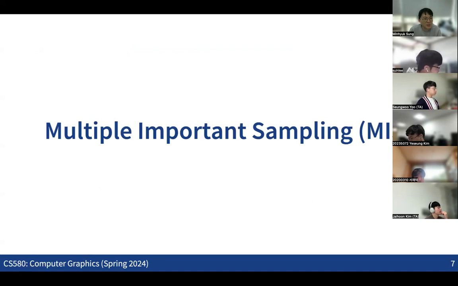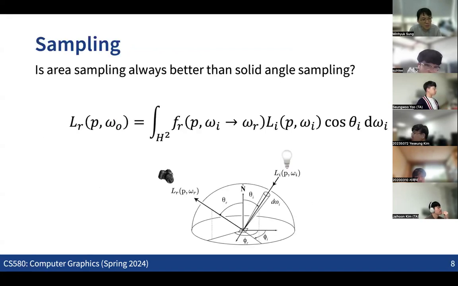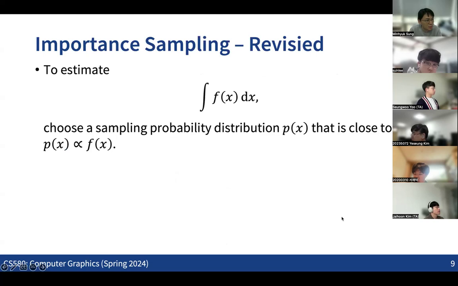So here the basic question is: in the previous slide, we have seen that area sampling is better than solid angle sampling in that specific case. But is it always true for other cases as well? So let's briefly revisit importance sampling.